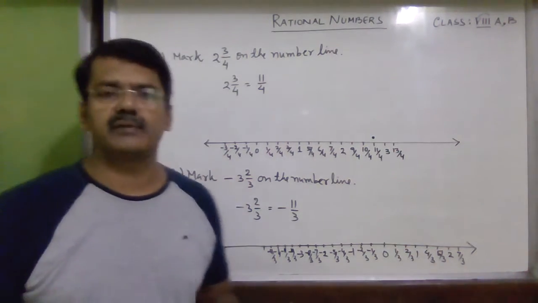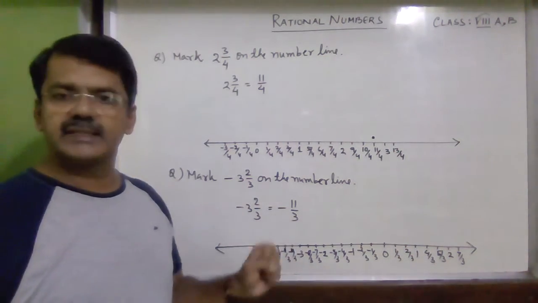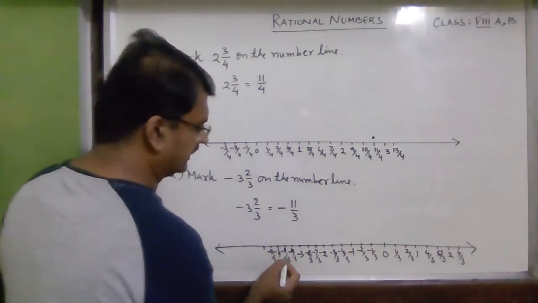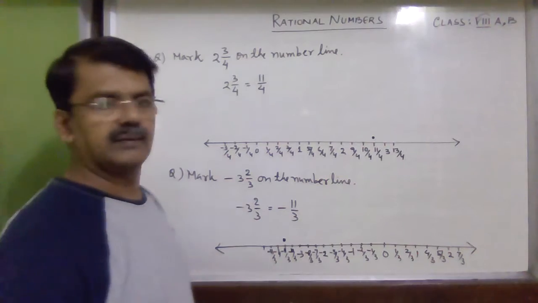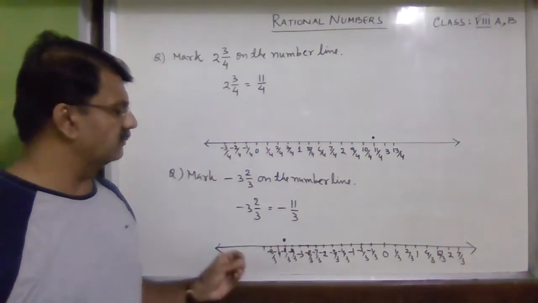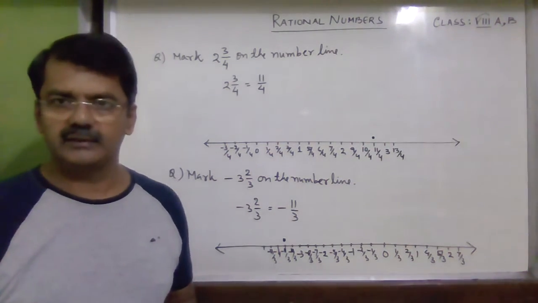Now the number that we have to plot is minus 11 by 3. Here it is minus 11 by 3. So simply put a dot on minus 11 by 3. You put a dot on minus 11 upon 3. Clear?